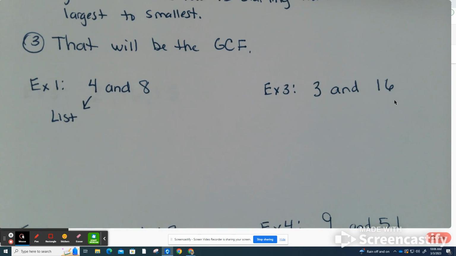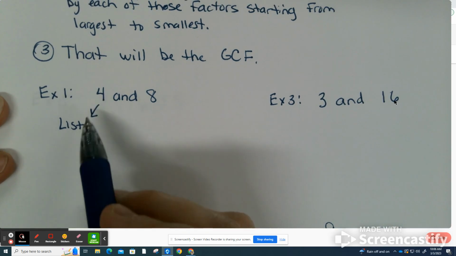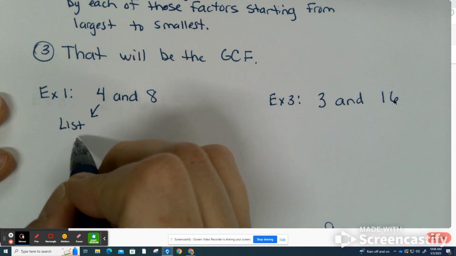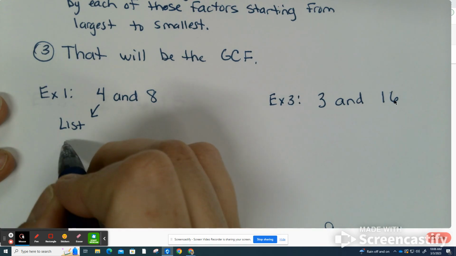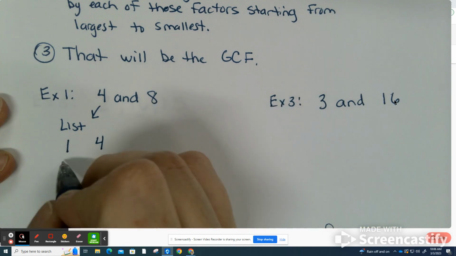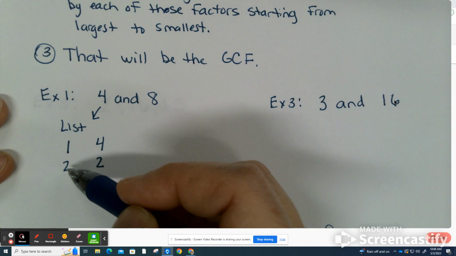So the first thing we're going to do is look at an easy example. I'm going to list every number I know that divides evenly into 4. If you do not know that, you will start with 4 divided by 1, and you will list that. So 4 divided by 1 is 4. 4 divided by 2 is 2. All right. And I'm going to go in order all the way till I get to the same number.